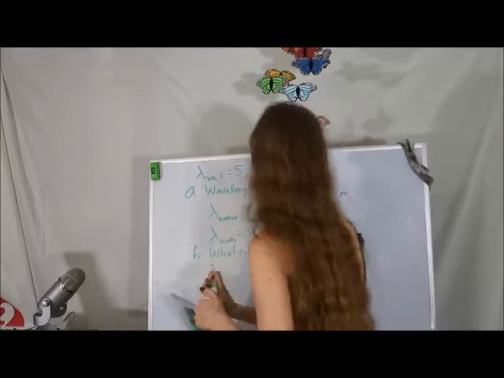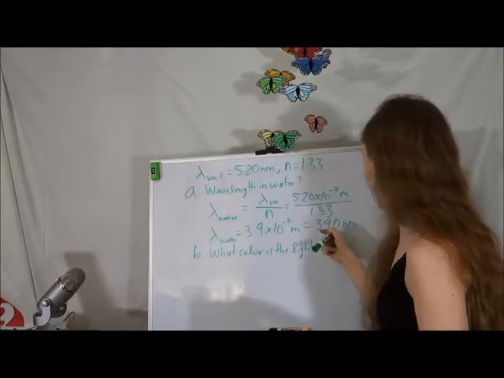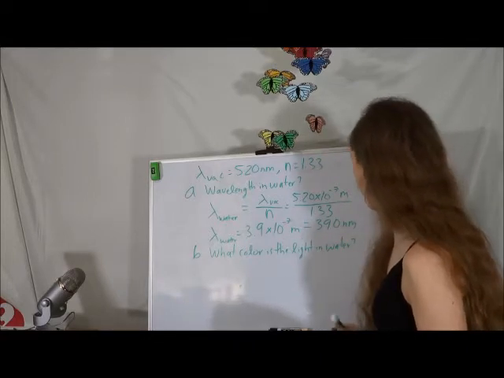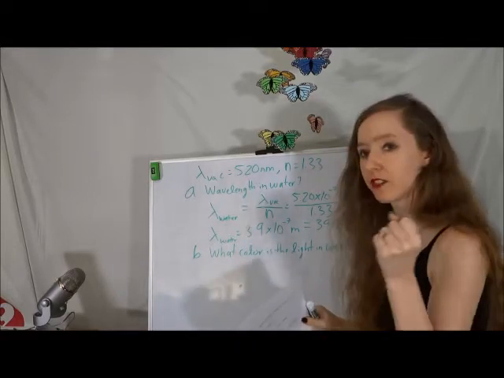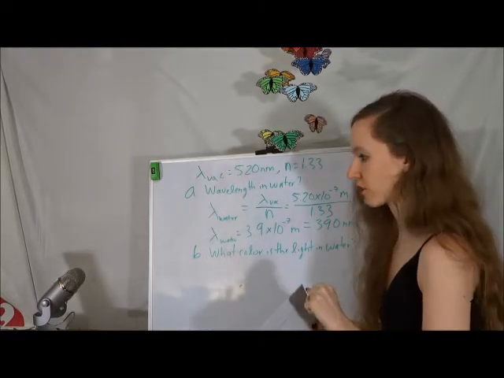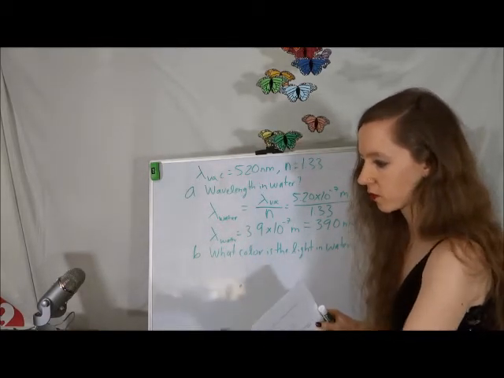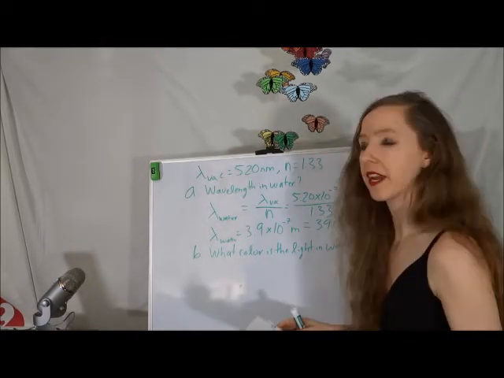Now this one's kind of a trick question. So 390 nanometers, that's about the wavelength of red light, I think. But if you take a green light bulb and you shine it into water, you'll notice that its color doesn't change. So if you just take like a green flashlight or something and you just point it into the water, you're still going to have green light.